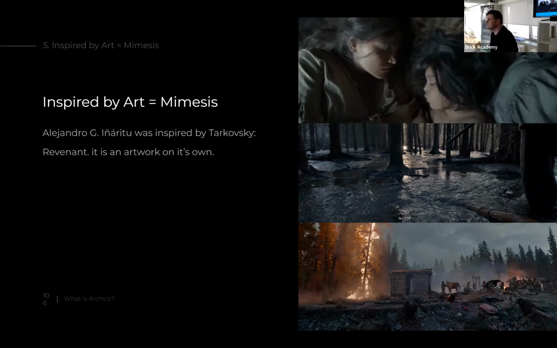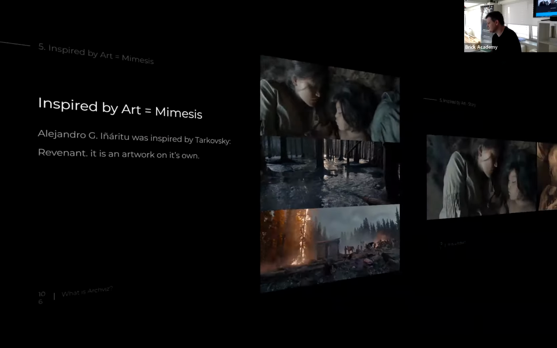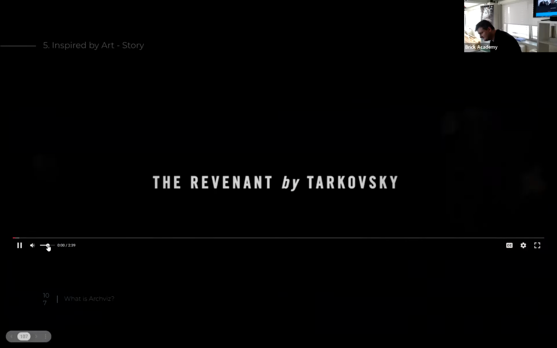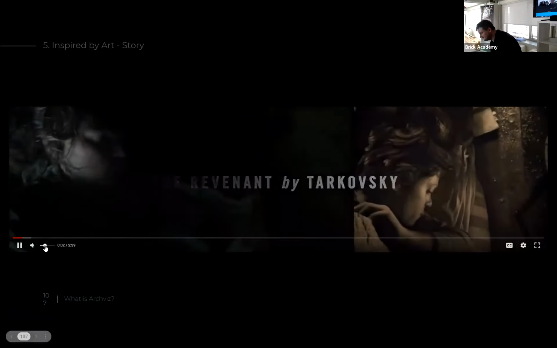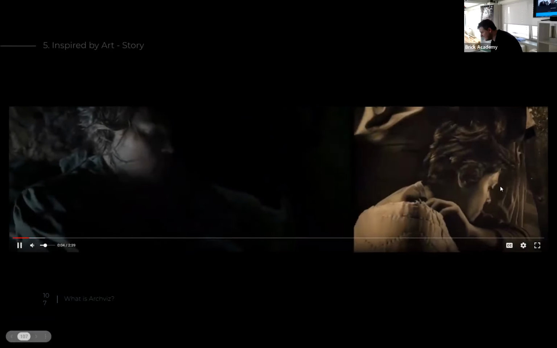I guess you know the movie. Did you see the movie, guys? Yes. The Revenant? Yes, perfect. With DiCaprio. Yes, with Leonardo DiCaprio. No question. Both films are amazing. Both films are masterpieces. But you can see how strong this mimesis effect is in The Revenant. Right side Tarkovsky, left side The Revenant.